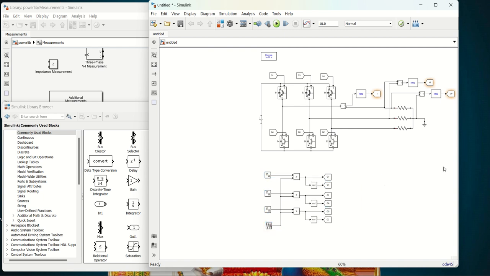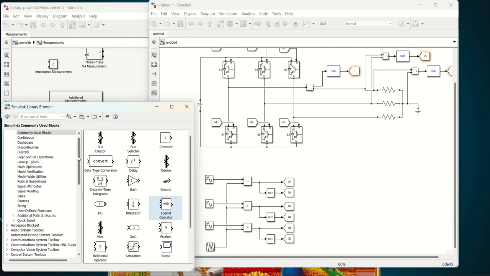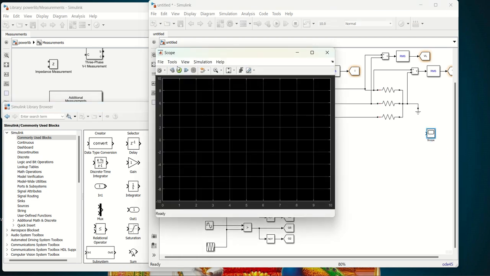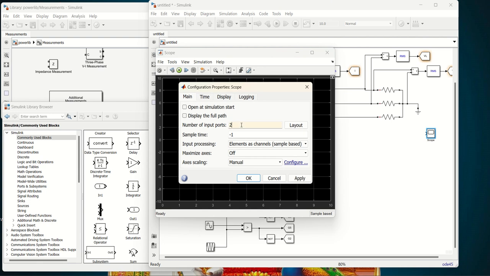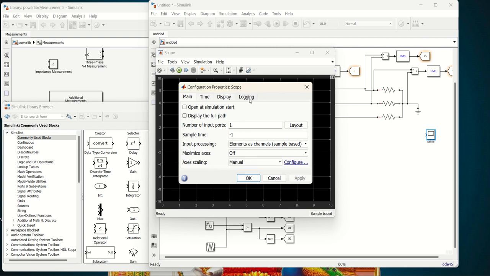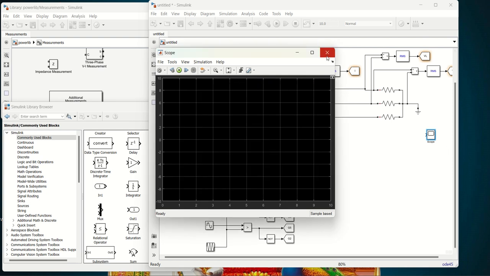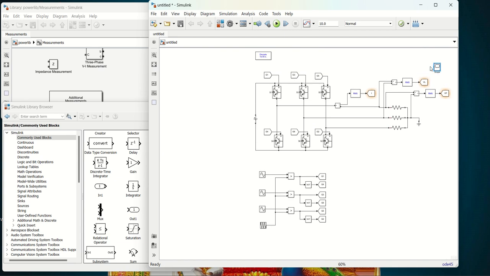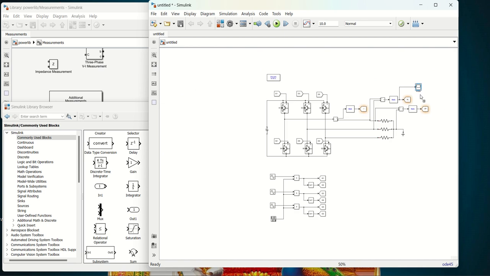Fine. Now for this one, I will take a scope. We can give more inputs also, but I would like to check this data. So this is VL. I will do it individually, taking only one port. Apply. This is VL. I have taken it this way for a reason. I will show you later, when we do the THD analysis, then you will understand.